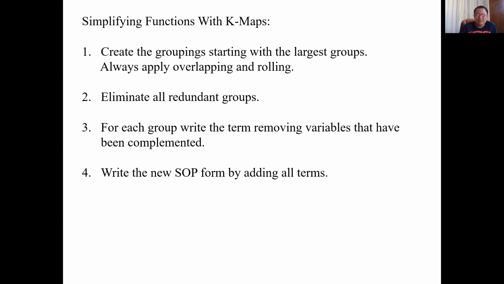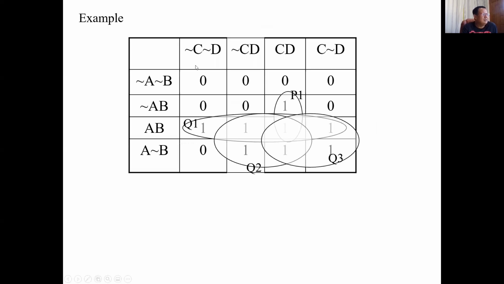The simpler expression you will get. Eliminate all redundant groups. Never include redundant groups. For each group, write the term removing the variables that have been complemented. Which variables are complemented? If they are complemented, we remove them. And then write the new SOP by adding all the min terms. Any questions so far?